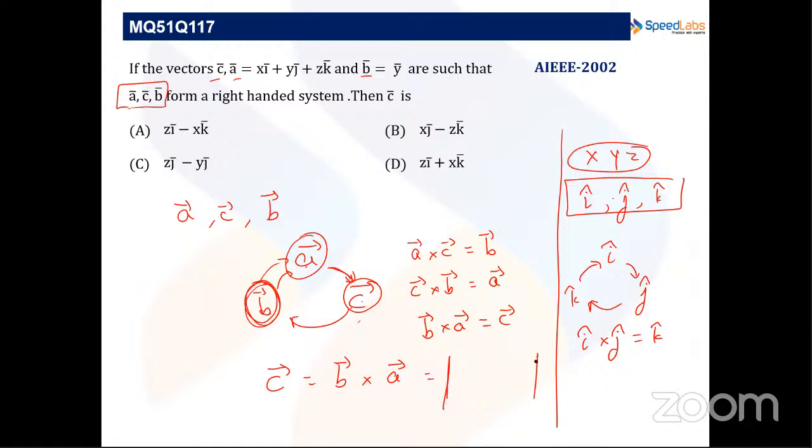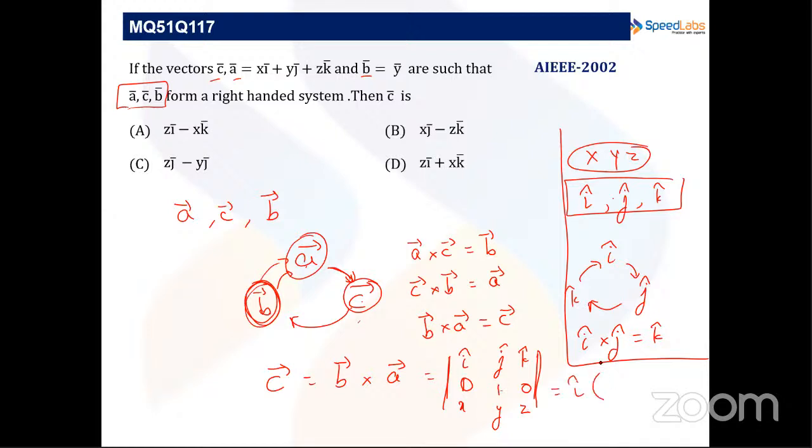And we know how to find the cross product using the determinant. So for B, first write I cap, J cap, K cap, and the coefficients of B are, sorry, the coefficients of B are 0, 1, 0, and the coefficients of A are X, Y, and Z. So this will be I cap times Z minus 0, J cap times 0 into 0, that will be 0, so no need of writing it, plus K cap times 0 minus X. So our vector will be Z I cap minus X K cap.